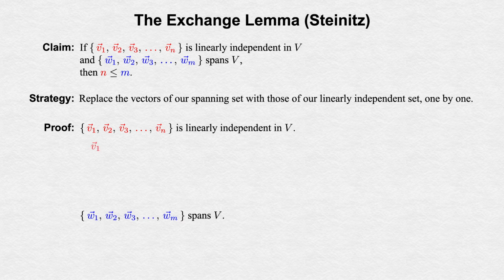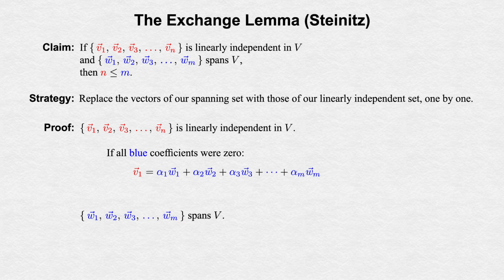First, let's try to get v1 into our spanning collection. What do we know? Well, it must be some linear combination of our spanning collection by definition. We'd like to find a non-zero coefficient in this linear combination, so that we can find a vector wk to replace with v1. Now, must such a coefficient exist? Well, suppose not.